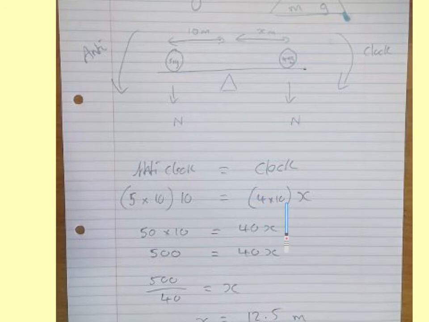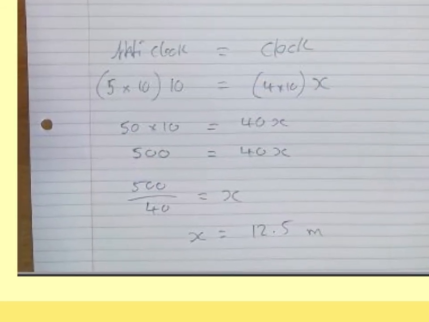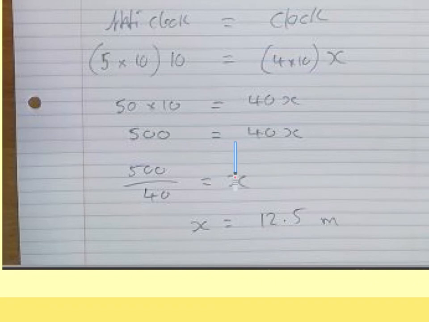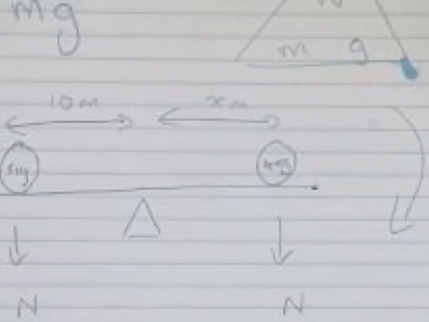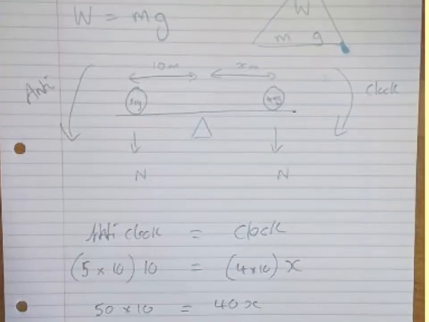This side, I've got 4 times 10. My 4, my mass there. My 10 has also come from gravity, so acceleration due to gravity, which is 10 meters per second squared. And then that's the unknown. And then I've just worked it out as follows. So at the end, by the time I do it all, it comes to 500 over 40, because I've got 40x. To get x on its own, I divided both sides by 40, and x comes out to be 12.5 meters, because we're dealing with a distance there. So it's not going to be Newton meters.